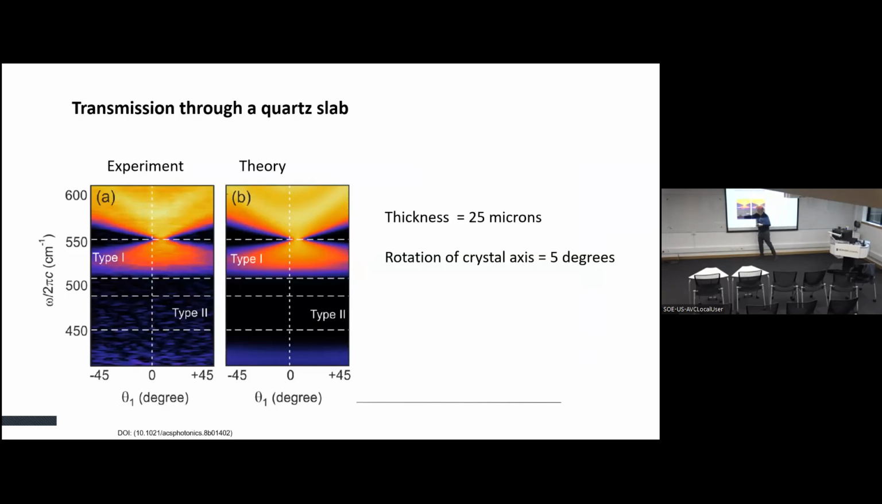This is all the different frequencies. So here, basically everything is transmitted at this frequency independent of the incident angle. And here, nothing is transmitted independent of the incident angle. And at this spot here, only this one incident angle, right around maybe 7, 8 to 10 degrees, you get transmission just at that one angle.